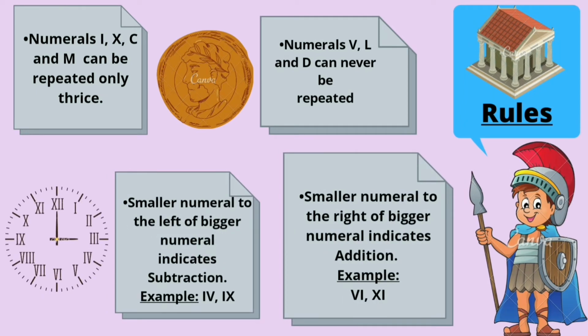To write and to decode numerals properly, we need to follow some rules, and they are: first, numerals I, X, C and M can be repeated only thrice. That is, if you are decoding or making Roman numerals, then you can use these letters only 3 times and not more than that. For example, for 3, you write I three times in Roman numerals, but for 4 it is I and V and not four times I.